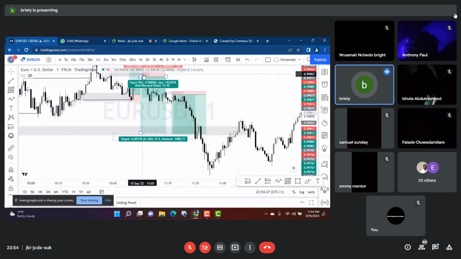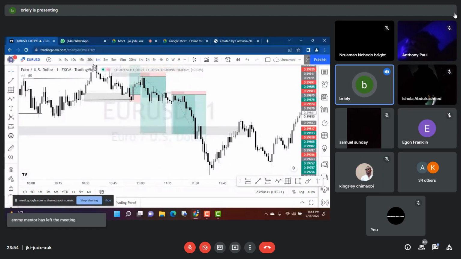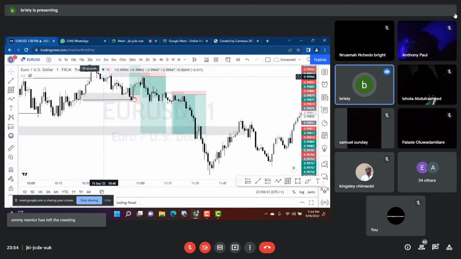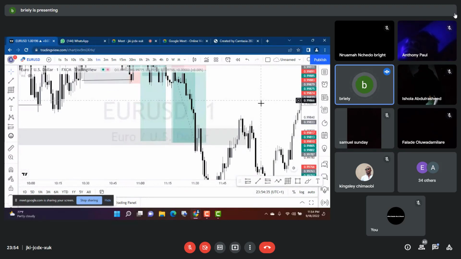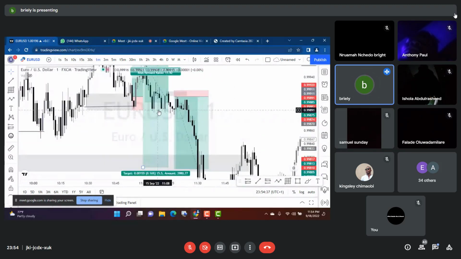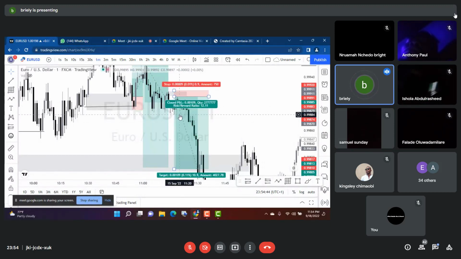Immediately after price mitigated this zone, it went down. And I saw something here. Immediately I switched over to 15 seconds. I had an internal break. The break was even somewhere here on the 15 seconds time frame. And then look at my stop loss. My stop loss was 0.9 pip SL.